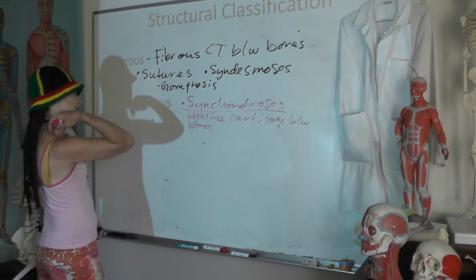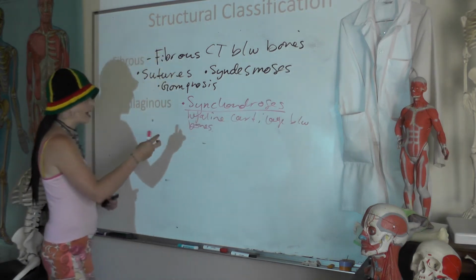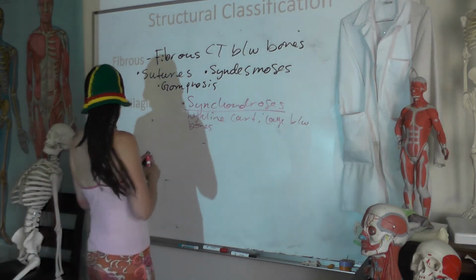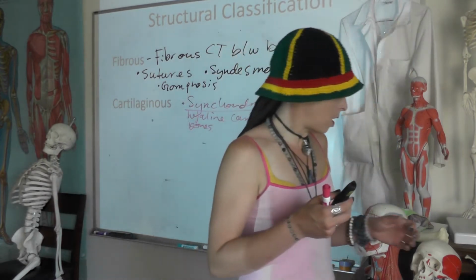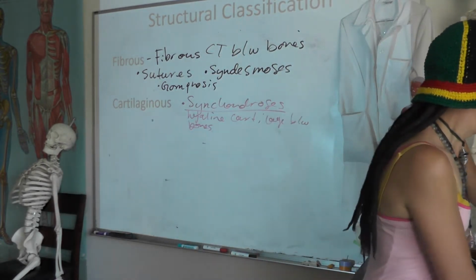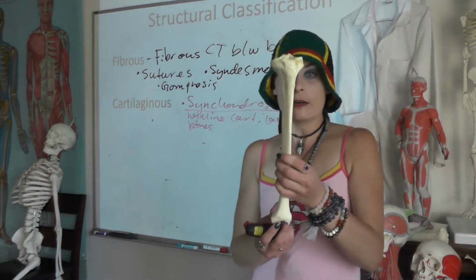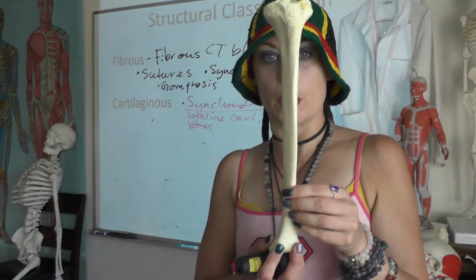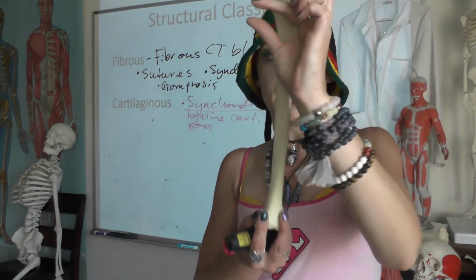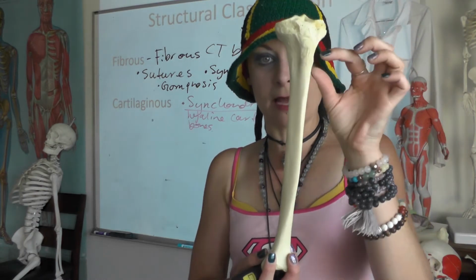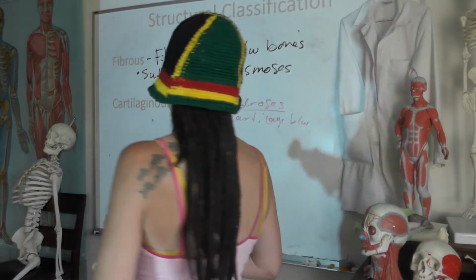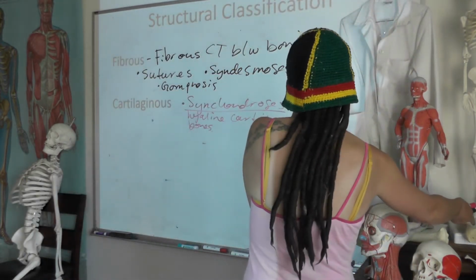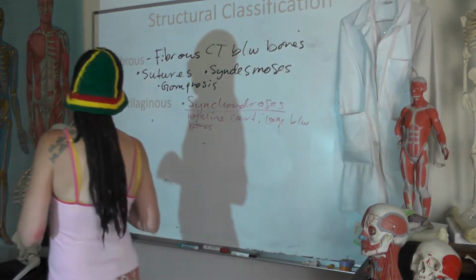Another example of a synchondrosis is that you actually have a temporary synchondrosis in all of your developing long bones. When they're growing, the diaphysis is bone and the epiphyses are bone, and the epiphyseal plate is hyaline cartilage. So the epiphyseal plate is a temporary synchondrosis. Okay? So just be aware of that.